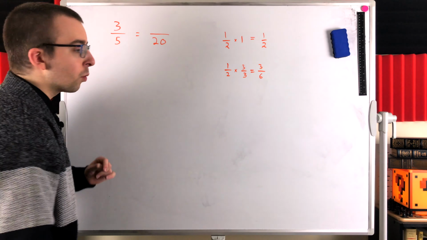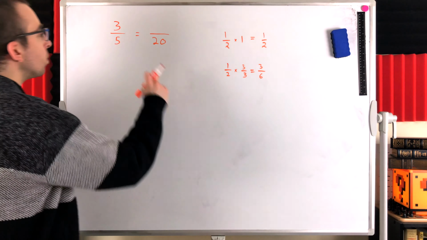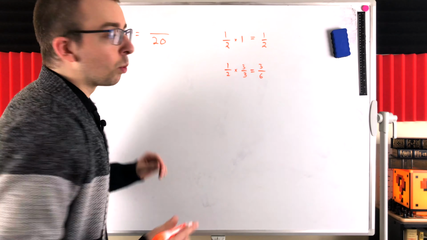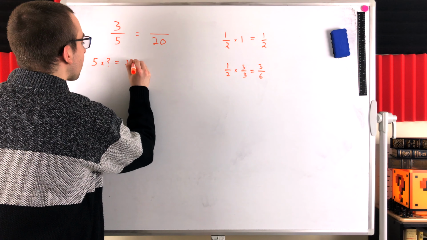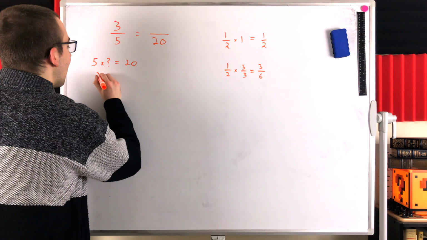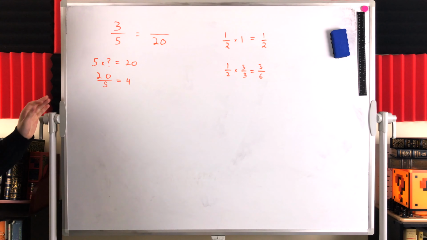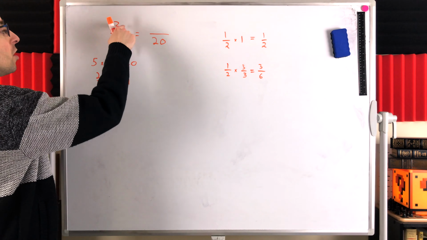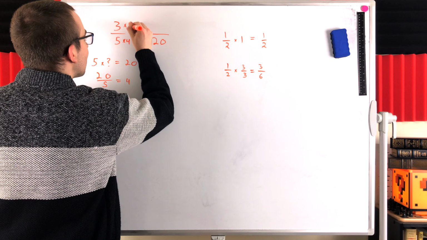So there's some number we can multiply 5 by in order to get 20. Whatever that number is, we'll just multiply 3 by that number as well, and that'll give us our new equal fraction. So we're saying 5 times some number is equal to 20. We can find that number by dividing both sides by 5. So the number is 20 over 5, which is equal to 4. And so then we can convert our fraction, change the denominator, by multiplying the numerator and denominator by that number 4. 5 times 4, 3 times 4.